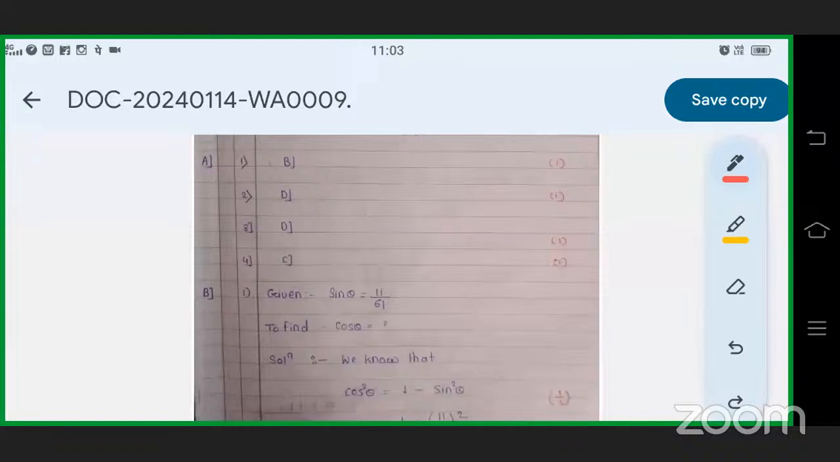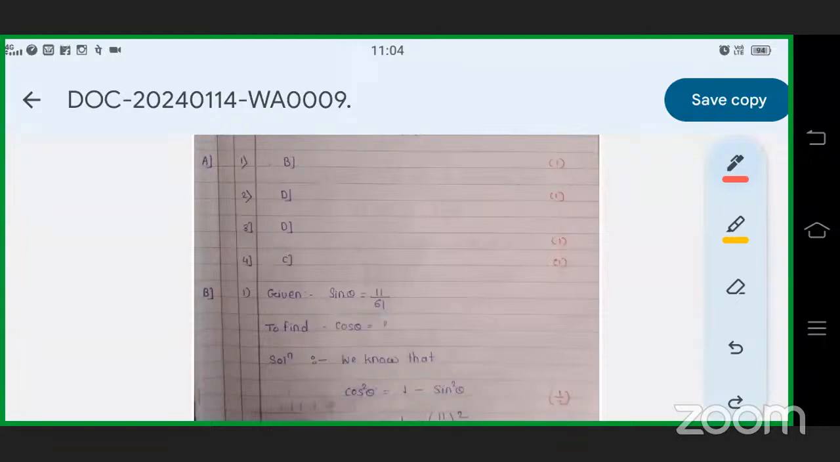Then focus on the fourth MCQ. What is the fourth MCQ? Find the side of a cube of volume 1 meter cube. So we know the volume of a cube is L cube. So here we write L cube is equal to 1.